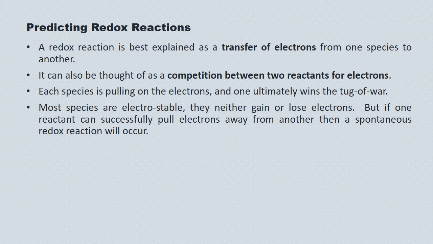In fact, we'll find that most species in the reaction vessel are electrostable. They neither gain nor lose electrons. But if one reactant can successfully pull electrons away from another, then a spontaneous redox reaction will occur.